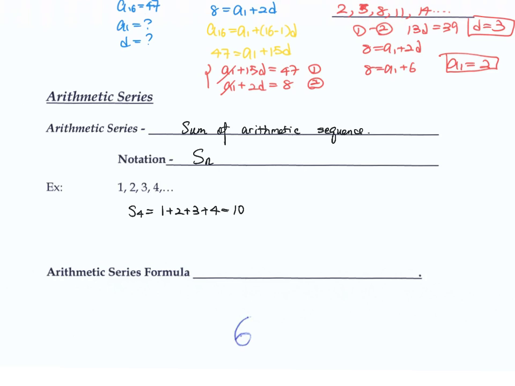Okay, and in this case, obviously, it's A1. This is arithmetic sequence, right? A1, A1 plus D, A1 plus 2D, and A1 plus 3D.